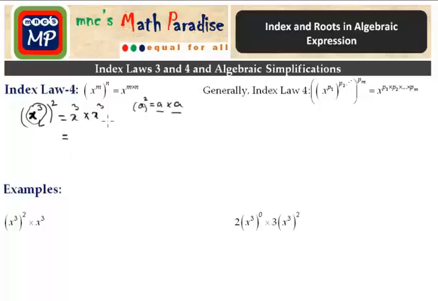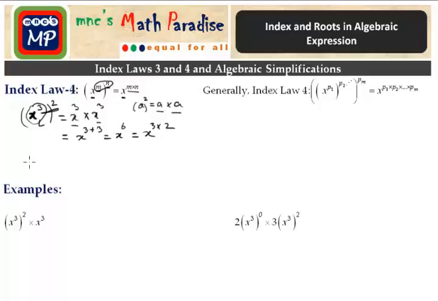Then if we use index law 1, that is same base multiplication, the powers will be added. That means we will get x to the power 3 plus 3, that is x to the power 6. So this x to the power 6 we can write as x to the power of the multiplication of these two values, that means 3 times 2. Therefore, if we have a base x raised to the power m, and this whole thing is raised to another power n, then we can write the base to the power m times n.